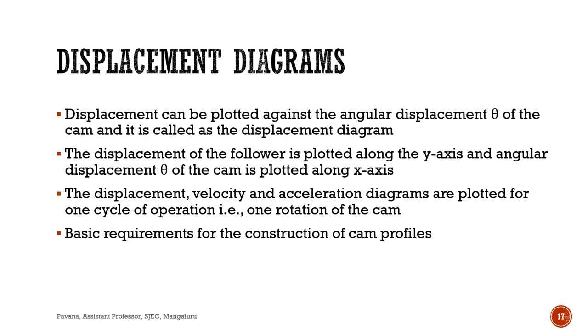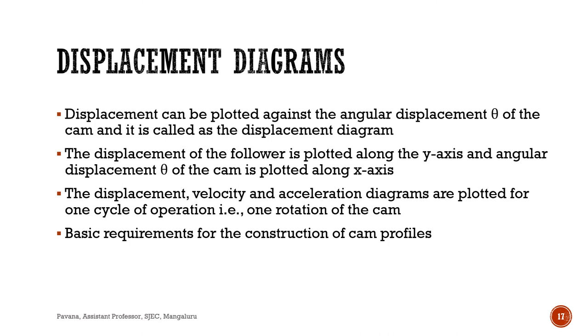In a cam follower, the motion of the follower is very important. Whenever a follower is moving, we should know what path it is tracing, and its displacement can be plotted against the angular displacement. Angular displacement here is the cam movement. What is the angle the cam is rotating? If the cam is moving 90 degrees of rotation, what is the path traced by the follower? If you plot a graph, that is called the displacement diagram.